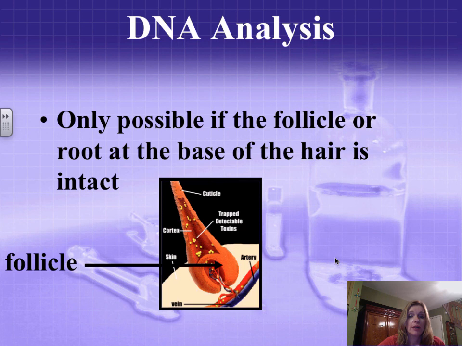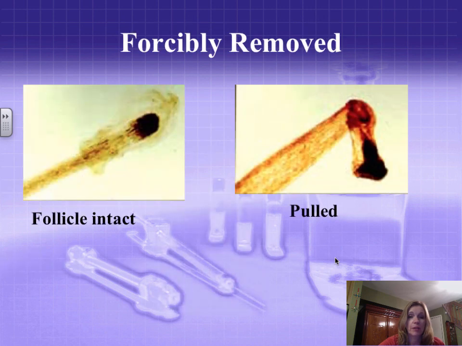So DNA analysis, of course, is only possible if you have the root at the base of the hair, or the follicle, or the bulb, which is another term for it. So you can get that when there's been a struggle and hair has been torn out. And so if we look here, this kind of looks like a match head here. This is the follicle intact. So this is hair that's been removed and the follicle's intact. Here, the hair was pulled out and the follicle got stretched and pulled a little bit. But we would still get usable DNA off of that.